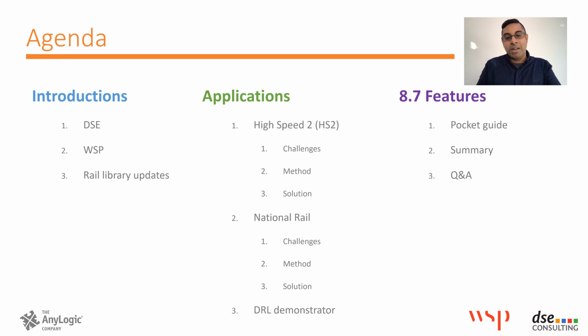simulations. Lastly, we will be presenting the Rail Library features available in version 8.7 of AnyLogic inside of our new Pocket Guide, as well as an example of the advantages of using Rail Library switch features with deep reinforcement learning in Pathmind. To summarize, we will jump into live mode for a quick Q&A session and provide some links to places where you can download the Pocket Guide and get more information.